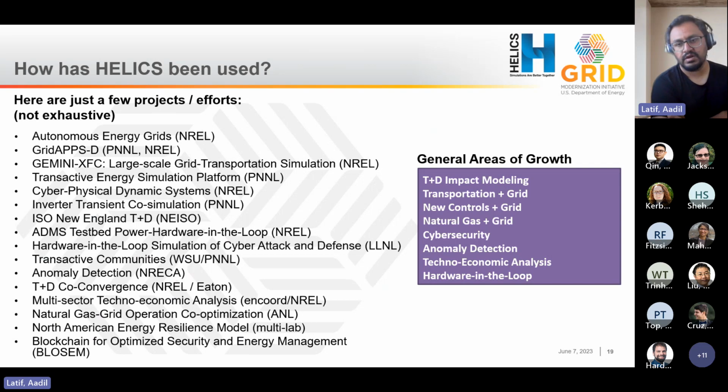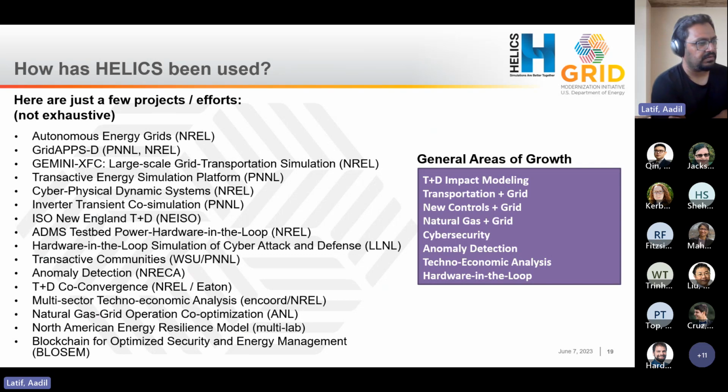You would have a lot more interdependence between the grid and transportation. New controls are being added, smarter controls are being added to the grid, which means there is a lot of interaction between controls and grid.